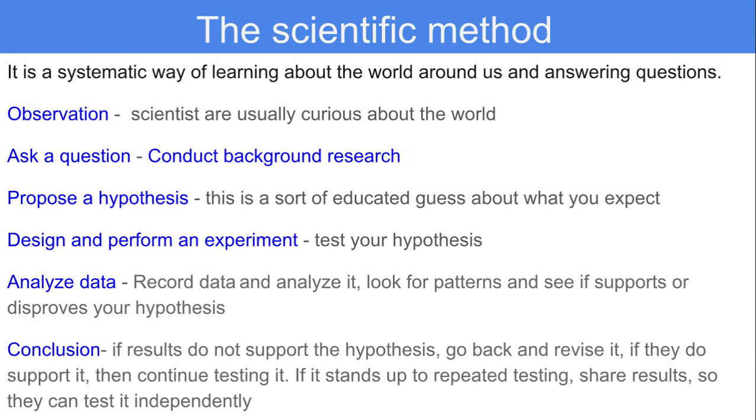The scientific method is the systematic way of learning about the world around us and answering questions, and goes through some steps. The first one is observation. We all have the ability to observe, and we look around, we see something, and we wonder, why is it like that? What if? And scientists are usually curious about the world, and they follow the observation with a question. And they form a question and conduct some background research.